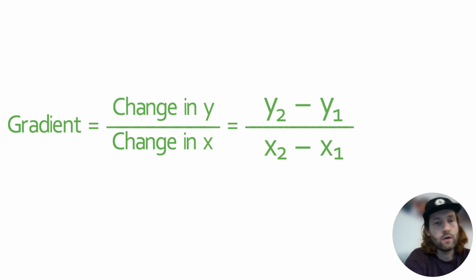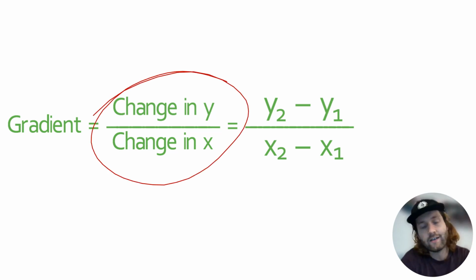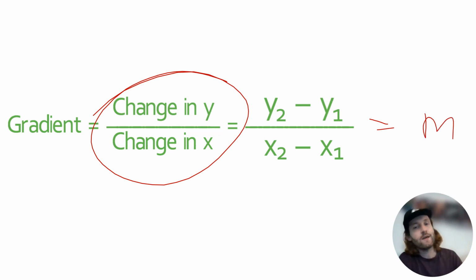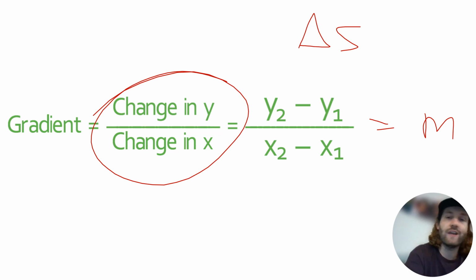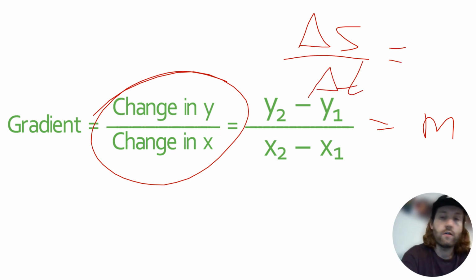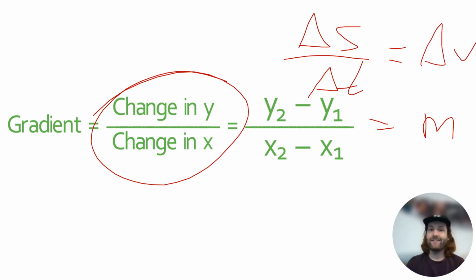As we know, change in y over change in x gives us our gradient, represented by m in the old function of a straight line graph, y equals mx plus c. So in this graph, what is the change in y? Well, the y in this graph is displacement. What is the change in x? Let's contextualize this graph. The change in x is time. Change in displacement over change in time gives me the velocity. So the gradient for these graphs is velocity.